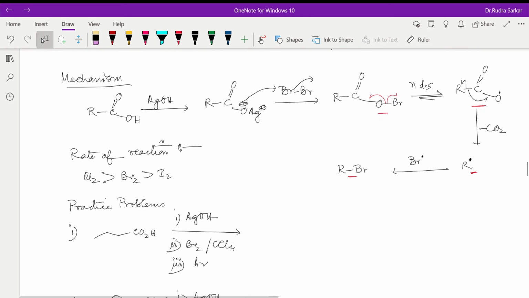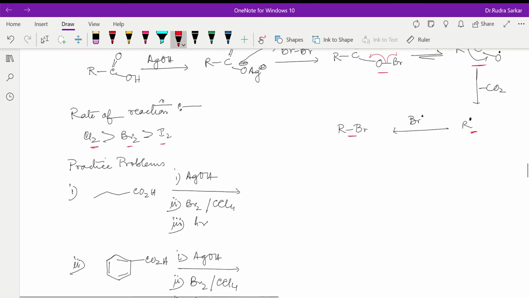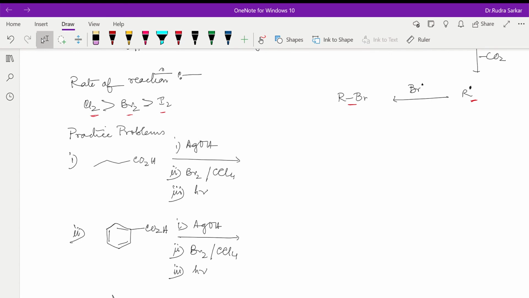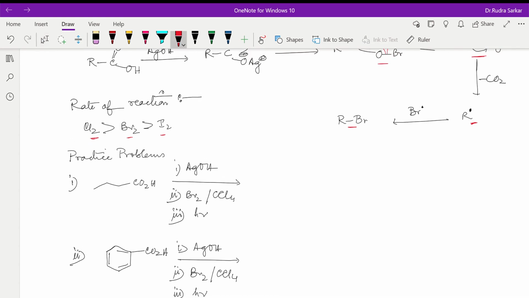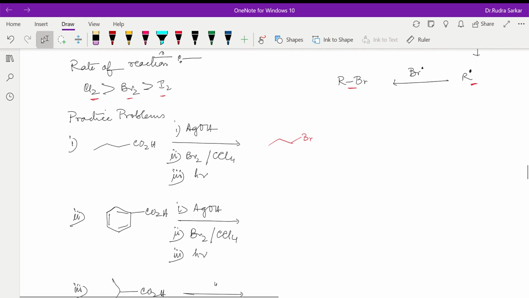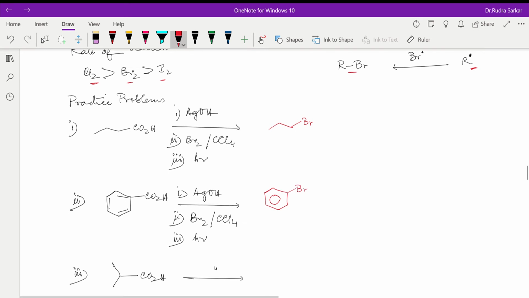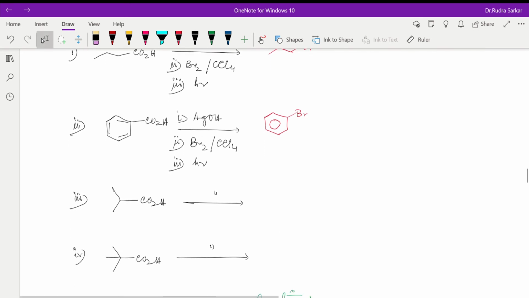The rate of the reaction obviously depends on what particular halogen we are using. So it will be faster for chlorine, a little slower for bromine, and slowest for iodine. Now here are some examples which we can do easily. All we got to do is take out the carbon dioxide and add a Br. Simply, here also take out the carbon dioxide and just add Br.